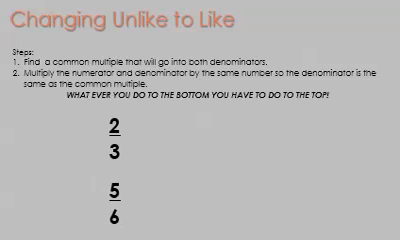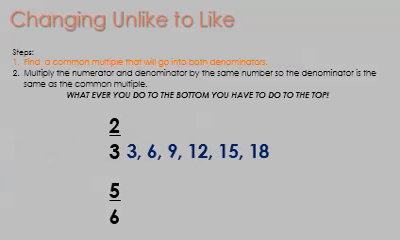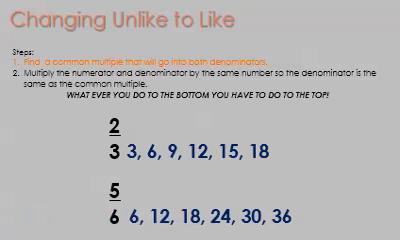Let us take an example to make things clear. Here we have 2 over 3 and 5 over 6. In the first fraction the denominator is 3, and in the second fraction the denominator is 6, so they are not the same. So what you are going to do is to list the multiples of 3 and 6 in order to find the common multiple. The multiples of 3 are 3, 6, 9, 12, 15, and 18. And the multiples of 6 are 6, 12, 18, 24, 30, and 36. What you can see is that 6 is the common multiple for both of them. So 6 is the common multiple for 3 and 6.